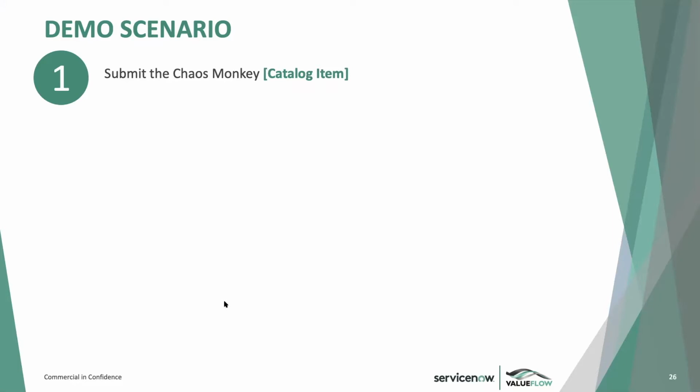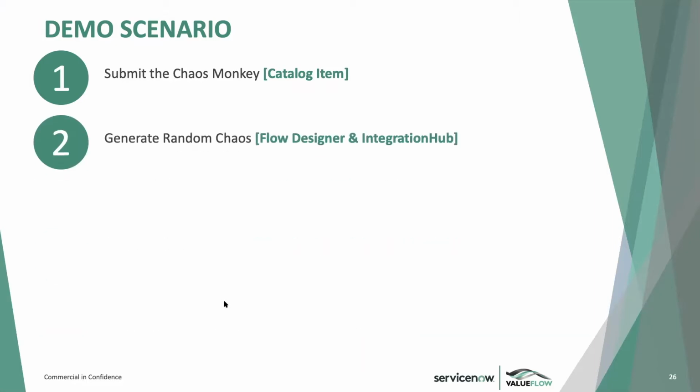It's a little bit more controlled in this demo compared to complete randomness, but we'll be submitting that via service portal and catalog item. That will generate some random chaos, as called. Behind the scenes it's got Flow Designer and Integration Hub, which we won't show, but it's going to call AWS and bring down the server.